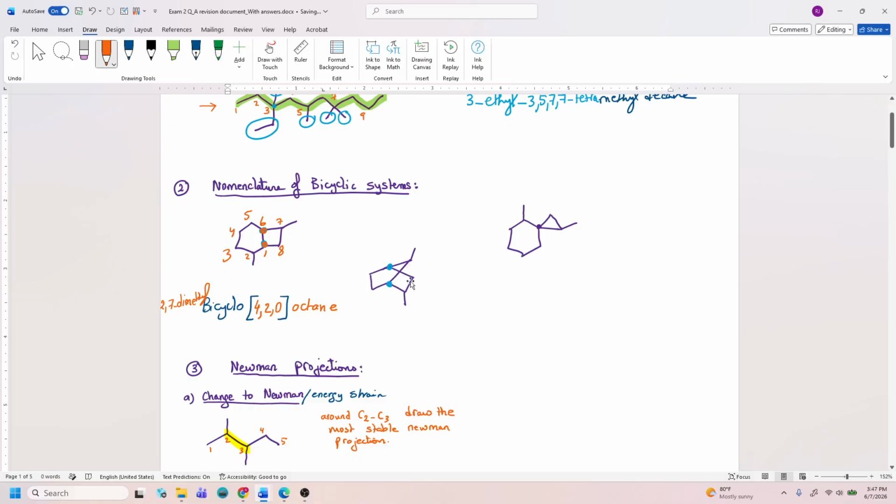This is a bridged bicyclic system over here. So if you take a look, on this side I have 2 carbons, on this side I have 2 carbons, and on this side I have 1 carbon. I'm going to go with this side first because it doesn't have a substituent. So I'm going to start numbering here so that I give my substituent the lowest number. It's going to be 1, 2, 3, and 4.